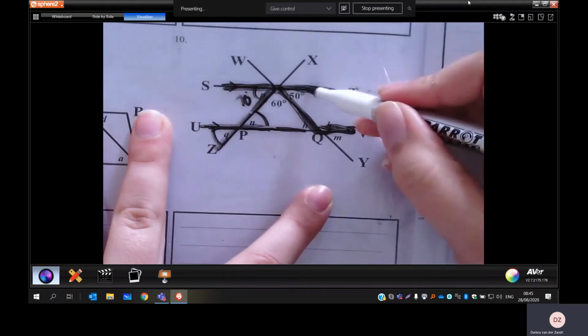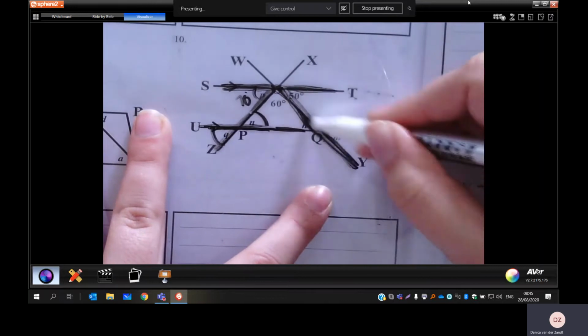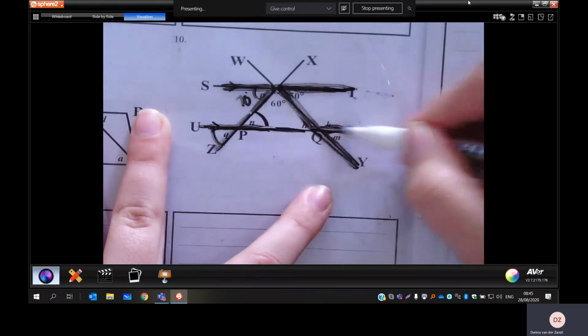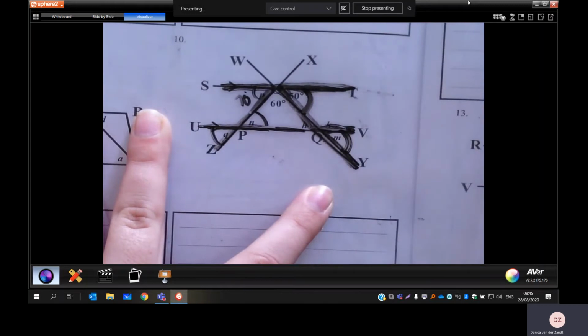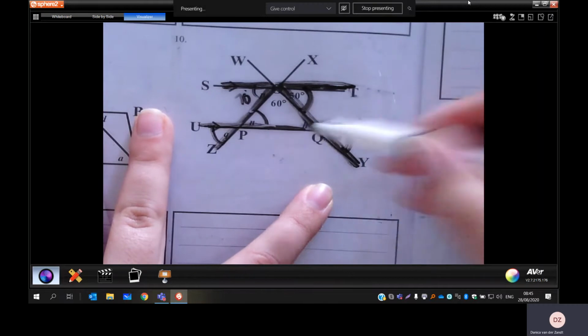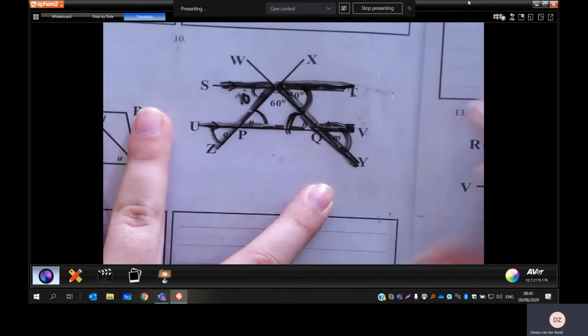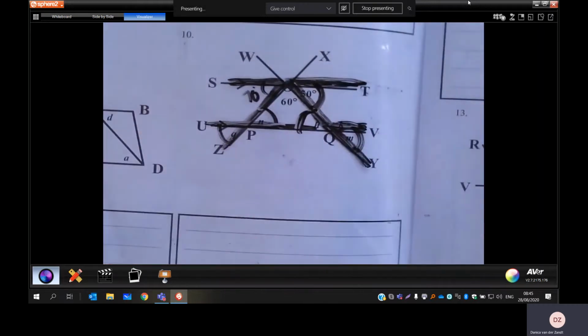I also saw that there's my F. 50 and M are corresponding angles, and therefore M is equal to 50, and H and M are vertically opposite angles, so H is equal to 50. So this is what my full answer looks like.